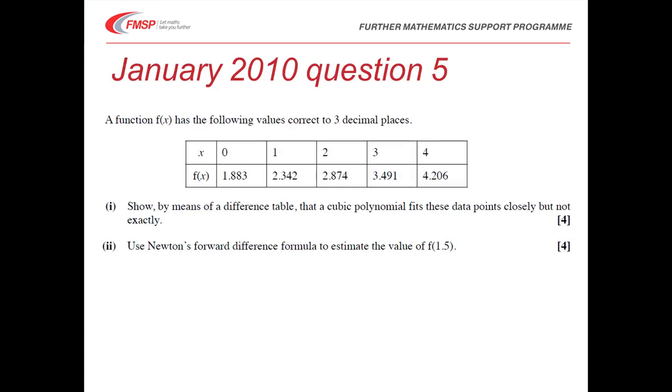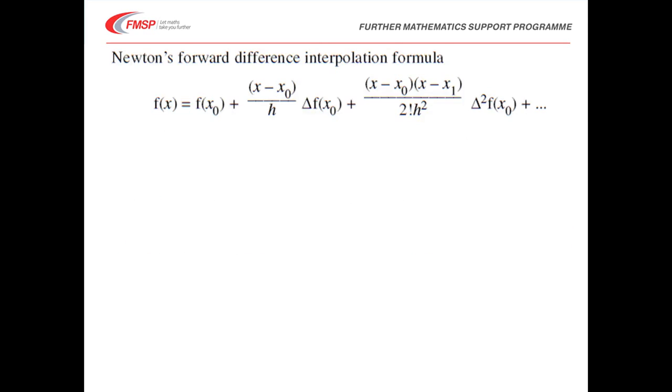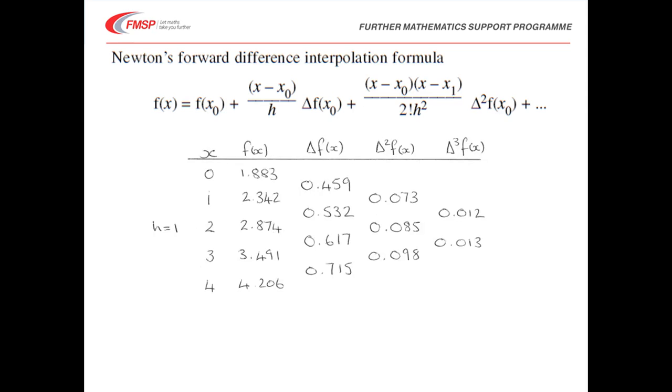So now for part 2 we have to show the value of f(1.5) using Newton's forward difference formula. And so I need the formula, which is off the formula sheet. Now notice that doesn't go up to the third difference. I have to imagine what the third term would look like. It's going to be (x minus x0)(x minus x1) and then (x minus x2) over 3 factorial h cubed. And then we're going to have the third difference after that.